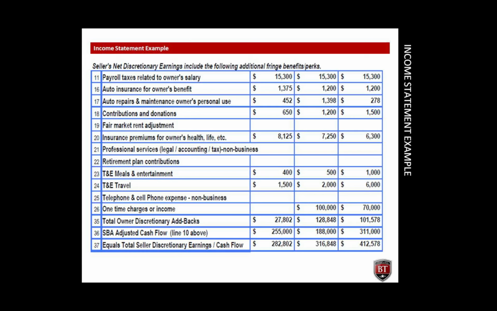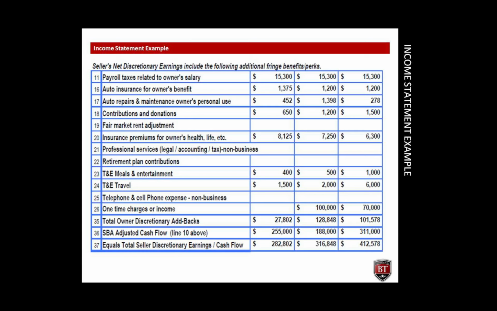Fair market rent adjustment, plus or minus if the rent paid is high or low for some reason. This is common where the owner owns the real estate and leases it back to the company. Insurance premiums paid for the owner by the business. Professional services that are non-business. Retirement plan contributions benefiting the owner. Travel, meals, and entertainment that may be non-business. For example, the owner may travel to Orlando for a convention that is related to the business. His wife and kids may go along for a vacation that isn't.